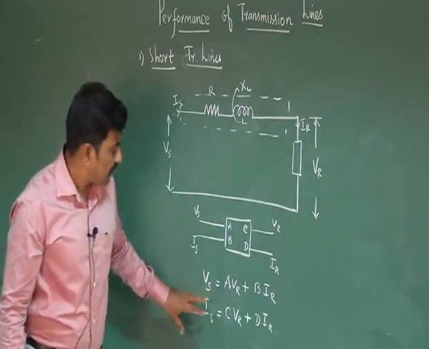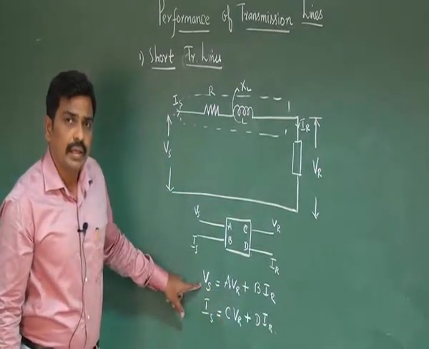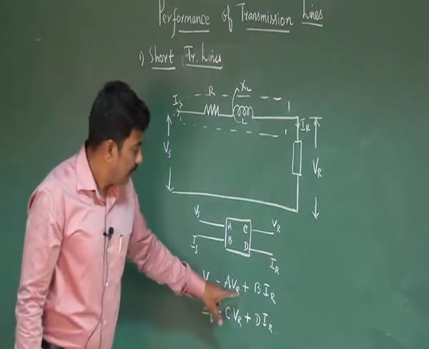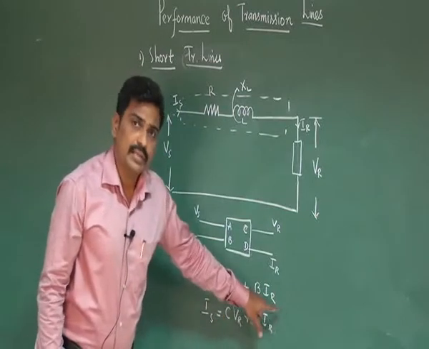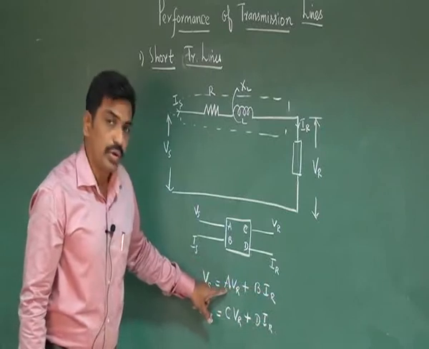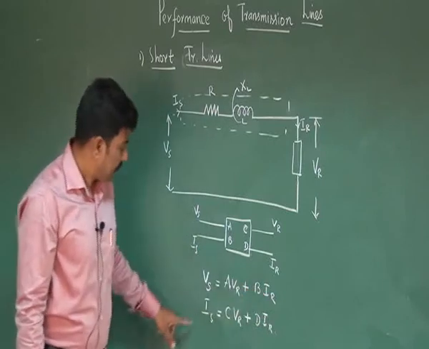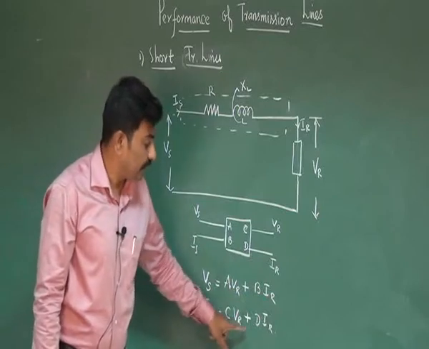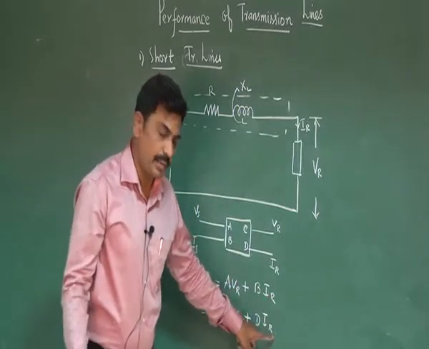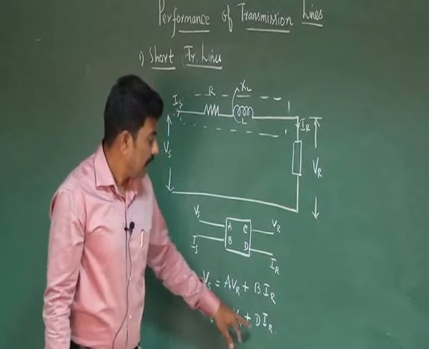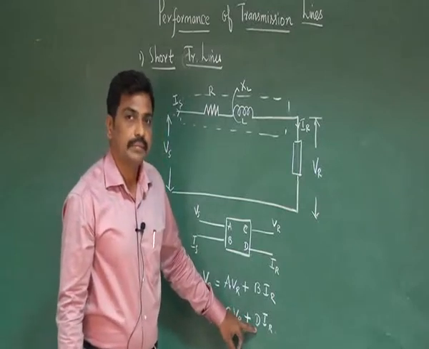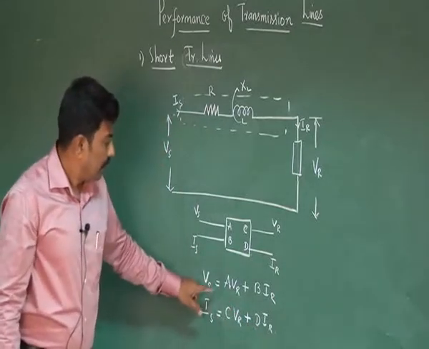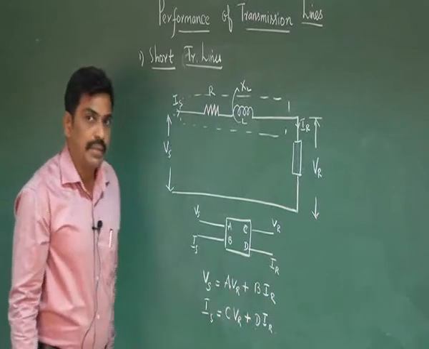Now you see, look at the equation. Sending end voltage can be related to the receiving end parameters with the help of two constants A and B. Sending end current similarly can be related in terms of VR and IR receiving end parameters with the help of constants C and D. Right. Now what about these constants A, B, C, D?